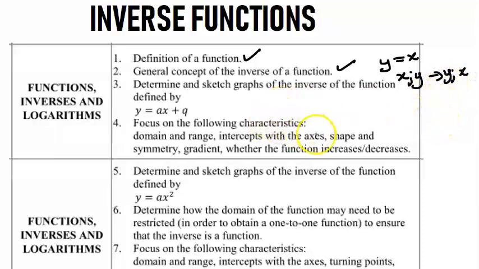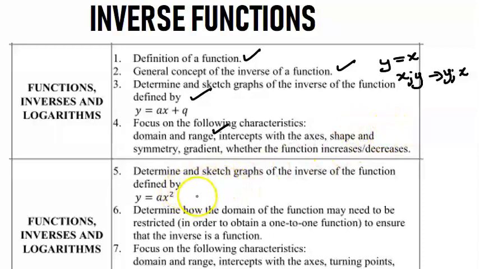In our previous lesson, we also looked at sketching a straight line graph and its inverse, and we looked at the concept of domain and range. That's very important, and once again, in the previous video I mentioned to you that for a function and its inverse, the domain and the range are swapped around, and we're looking at the intercepts with the axes and shape. Once again we will be sketching graphs.